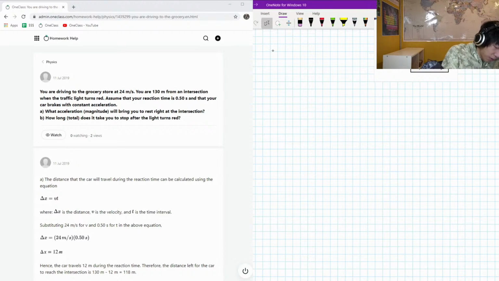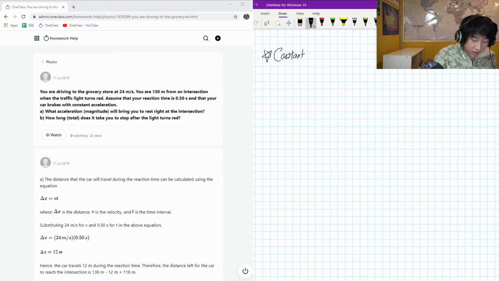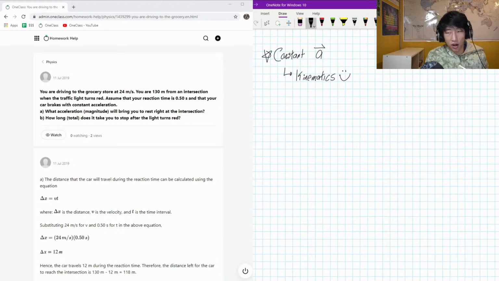Okay, that is an important fact here, constant acceleration. Deceleration in this case, so you can actually think of it as a negative acceleration. Constant a for acceleration. This means we can use kinematics. Kinematics is one of the tools that we can use. Big happy face, because kinematics equations are fairly straightforward once you get some practice with them.